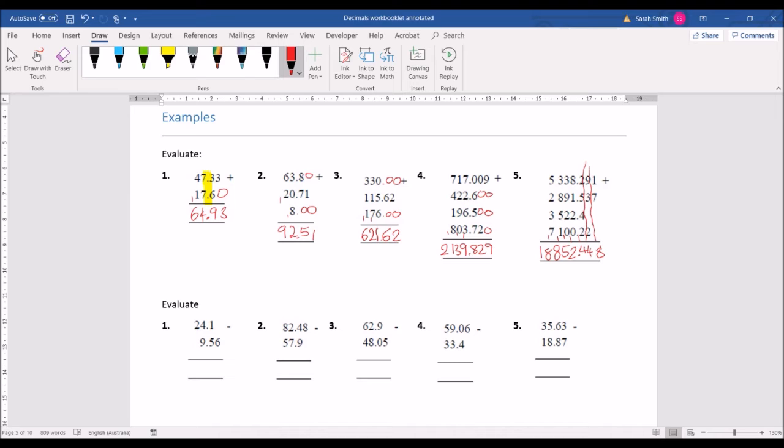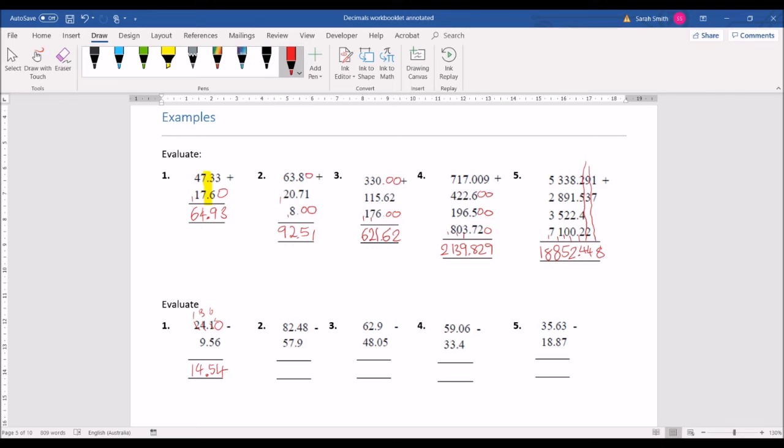Now if we look at our subtraction, again, if we're missing a 0, we might want to add 1 in. For our first one here, we're going to have 24.10 because we need the 0 to take away the 6. We can't minus 6 from 0, so we need to take something away from here. So that becomes a 0, that becomes a 1. 10 minus 6 is 4. 0 minus 5 we can't do, so we're going to take from there. 10 minus 5 is 5. We need to put in our decimal point. 3 minus 9 we can't do, so we're going to do 13 minus 9, which is 4, and 1 minus 0 is 1. So 24.1 minus 9.56 will give us 14.54.